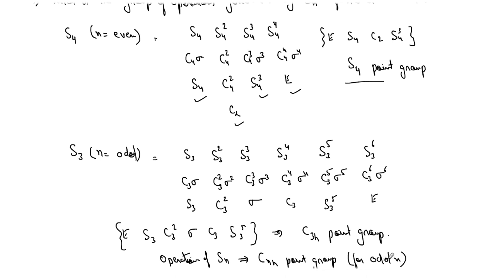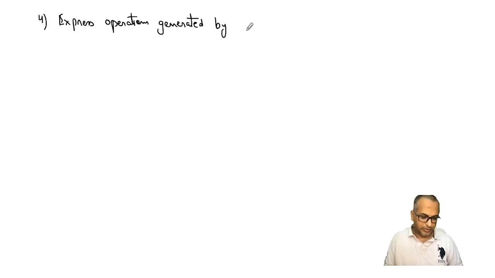So these are also kind of questions which are asked in different types of exams, so it is important to cover this. Okay. Let's look at one last question and then we can stop for today. So the fourth question is: express the operations generated by S5 and S8 in conventional notations.